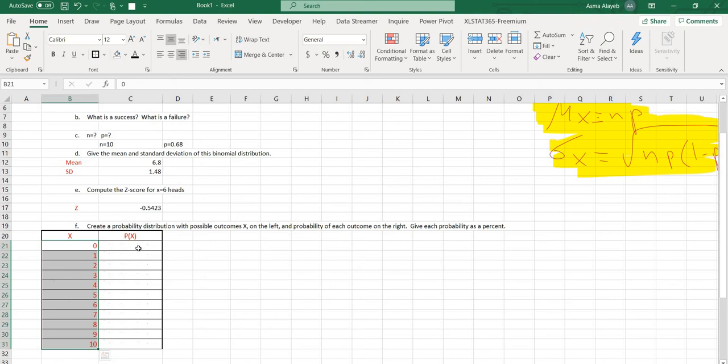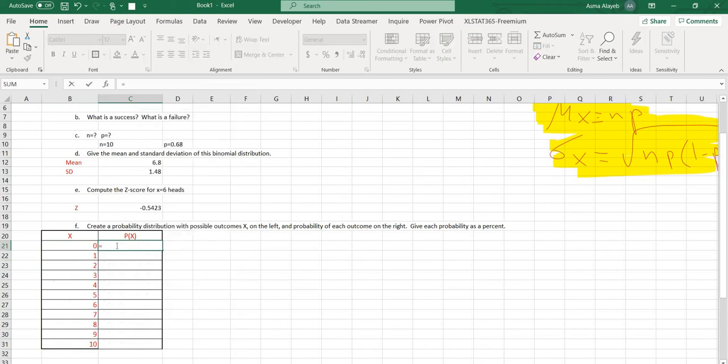Now let's find the probability of each of these outcomes. Well, usually we're going to use either the tree diagram or we're going to use the formula to compute this. But for Excel, we don't have to. We're going to use the binomial distribution function in order to compute that.